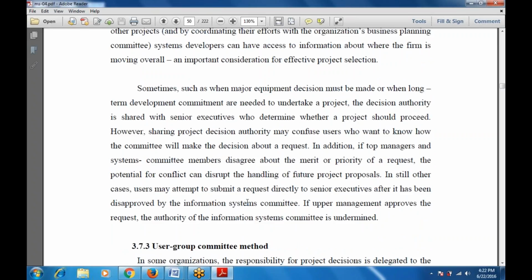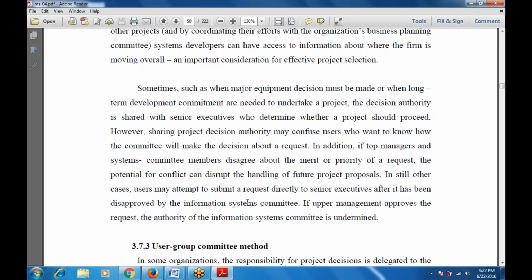But sometimes there may be conditions when a major equipment decision has to be made. That decision will be taken by the managers of the organization on whether to proceed with the project. If there is a huge requirement for technical support or for senior executives, that decision is taken by the upper management. However, sharing project decision authority may confuse users who want to know how the committee will make decisions about a request.